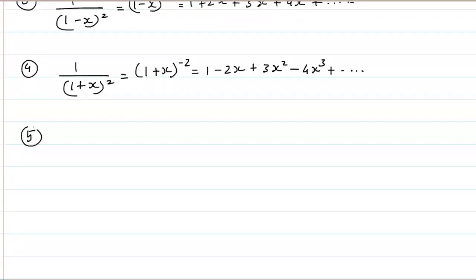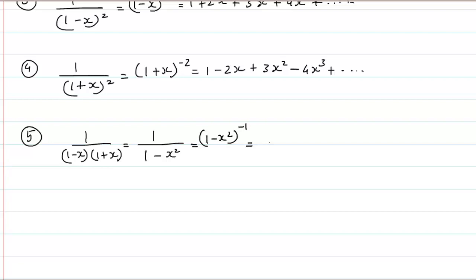And next is the fifth one, which comes out to be 1 divided by (1 minus x) into (1 plus x), which is also sometimes written as 1 divided by 1 square minus x square, or 1 minus x square, which is also sometimes written as (1 minus x square) the whole raised to power minus 1, which is written as 1 plus x square plus x raised to power 4 plus x raised to power 6. That means only even powers.